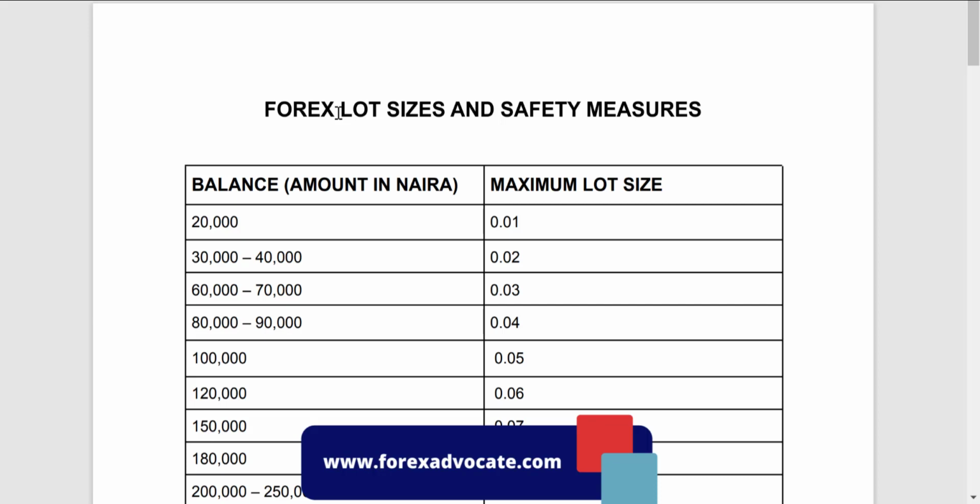We have two tables here. We have the balance amount in naira and the maximum lot size. The reason why we prepared this in naira, we have the dollar as well, but let's use this for now. There's information down here that will tell you how to convert to dollars, if you're from Ghana, the United States, the UK or wherever. So if your account size is 20,000, 30,000 to 40,000, thereabout, these are the maximum lot sizes you are expected to use. I will explain as we go forward.